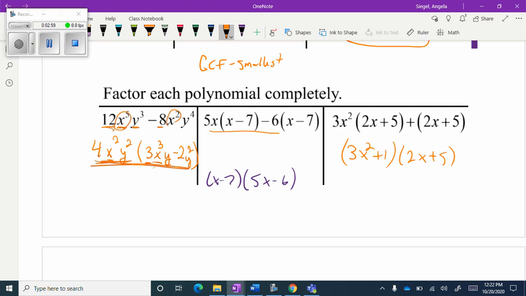If you look at this whole thing, what it has in common is an x minus 7. So I'm going to factor that out. And then I ask myself, what's left of this 5x? What's left of this one? Minus 6. So that's how I got that one. And same thing here. It's implied that there's a 1 there. Please do not forget that. So if you factor out x plus 5, you're still going to have that 1 there.